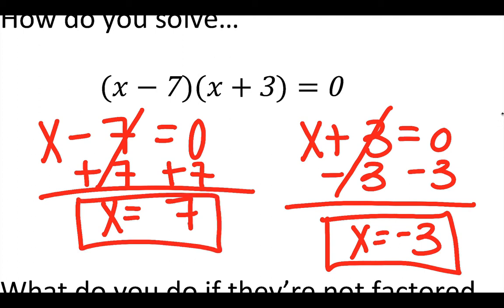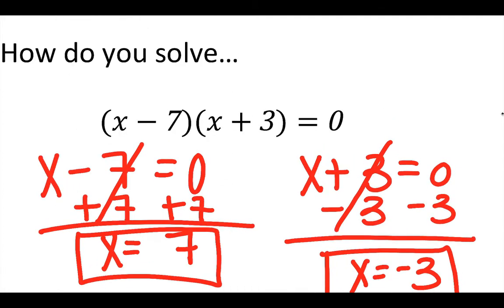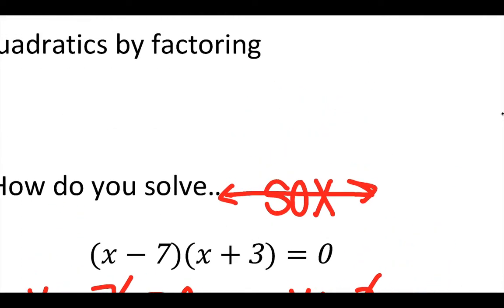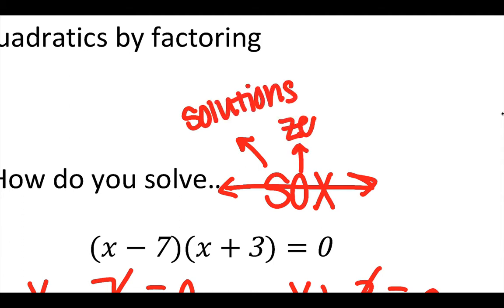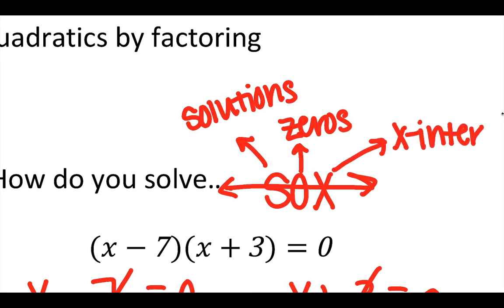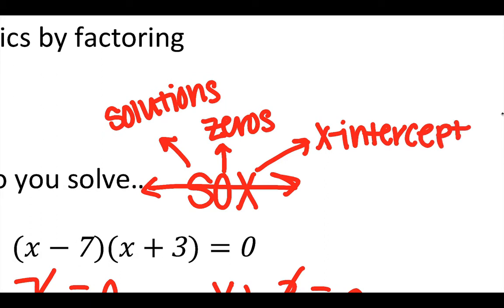Okay, that's the solution. Again, you could graph it. Our solution is also, remember the word SOX. SOX stands for solutions, zeros, and x-intercepts. And then another word was roots also. That one didn't really fit in with SOX, but all four of those things mean the exact same thing.